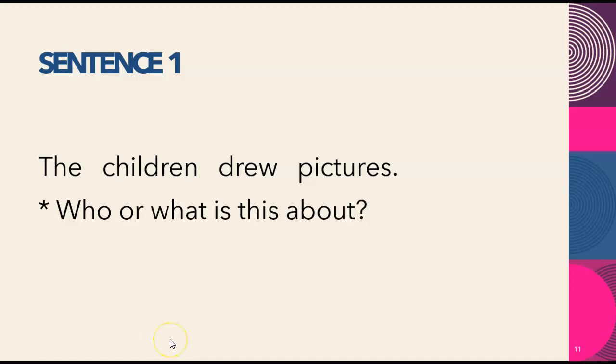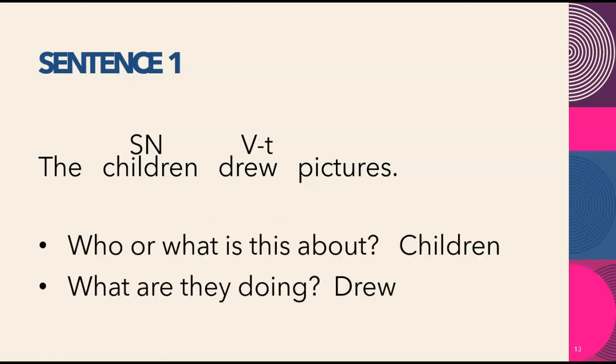All right, if you're back, I assume you're ready to deal with sentence number 1, which is the children drew pictures. So just like always, we're going to ask who or what is this about? And we know that it's about children. We put subject noun over children. Then we're going to ask, what are they doing? Well, we know they drew. So we're going to put verb transitive over drew.